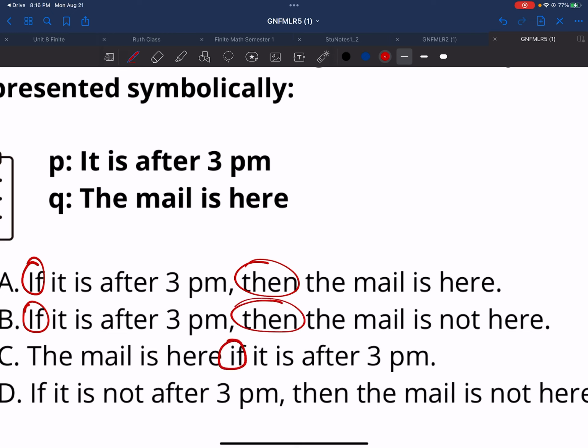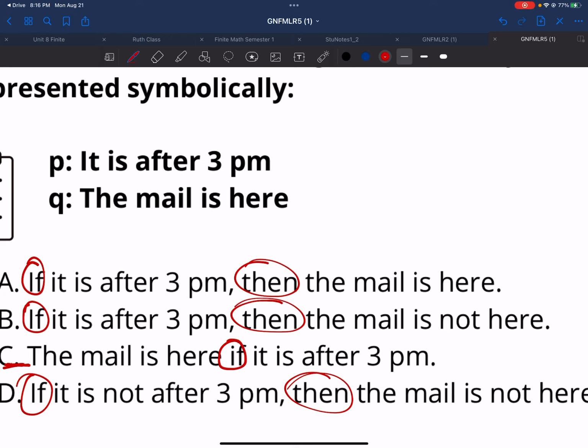Uh-oh. On this one, my if is in the middle. And then down here it's if-then. If your if is in the middle, chances are you're not going to have a then statement right before that second remark, because it's awkward in English to say, then the male is here if it is after 3 p.m. It just doesn't sound right. So the word then gets dropped.